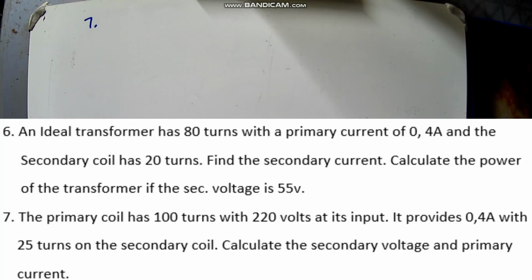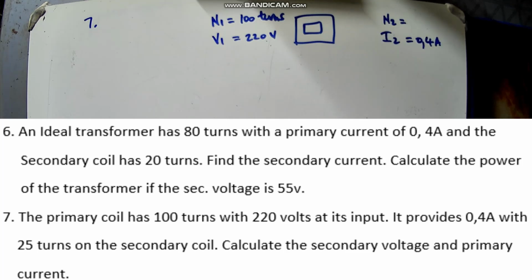Reading question number 7, the primary coil has 100 turns with 220 volts at its input. So do note that it's using the word input now, which will be the primary. Now it speaks of the secondary. It provides, that means it's on the secondary side. It provides 0,4 amps with 25 turns on the secondary coil. So now they've given us 0,4 amps, which would be current, and 25 turns on the secondary coil. The question should read, calculate the secondary voltage and the primary current.